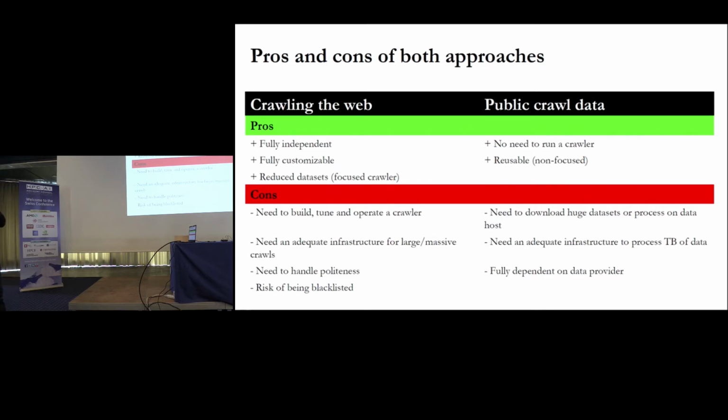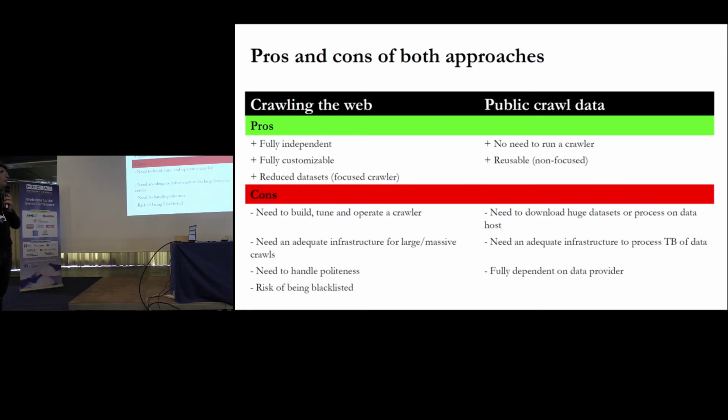Otherwise, you get blacklisted, and then you cannot get to some servers, and of course, you may lack some information. Now, if you look at public general crawl datasets, the nice advantage is that you don't care about setting up and running a crawler. The data is there, and it is reusable. It means that this is a general crawl, so once you've downloaded it or set up a program close to the data, you can use it for other purposes. In the case of the focused crawler, this is different because you crawl the web in search of specific information, so the dataset is smaller, but it is really targeted to one specific application.